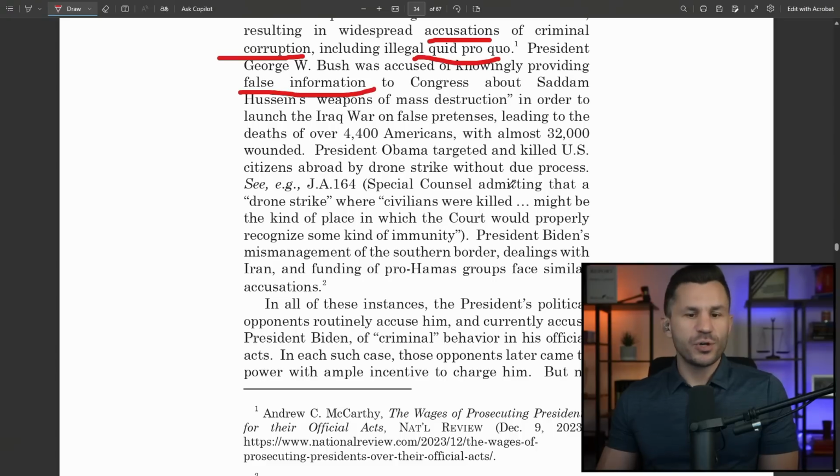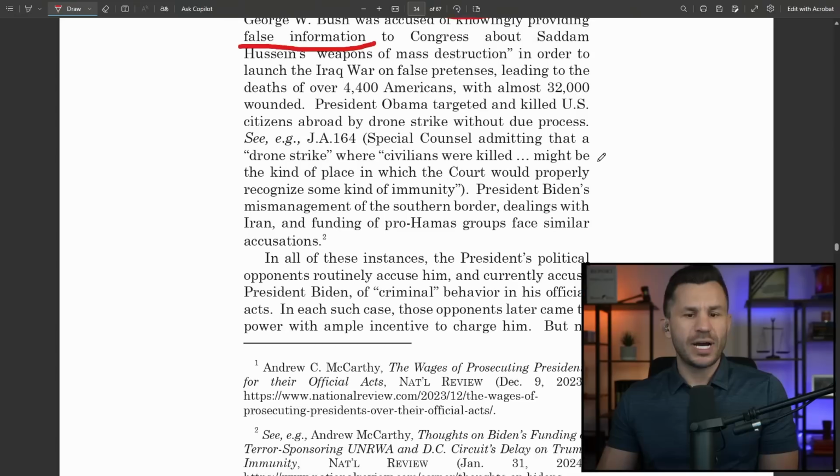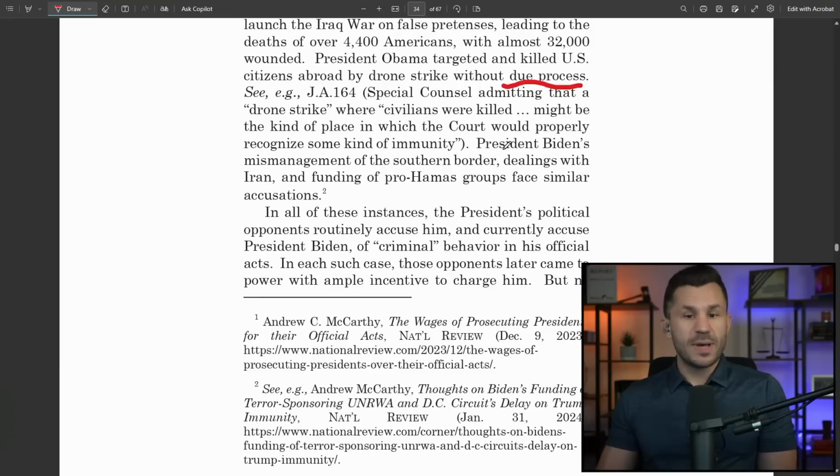and prayers to them. President Obama did the same thing, targeted and killed U.S. citizens abroad by drone strike without any due process, murdering Americans. They're abroad and who knows what they were doing, but it's still an American citizen, and he doesn't have the lawful authority to do that. Maybe someone should indict him. Special counsel admitted that a drone strike where civilians were killed might be the kind of place where the court would properly recognize immunity. They would say, oh, well, if Obama killed some American citizens, that's okay, because he's immune and he's doing it for the safety of America.